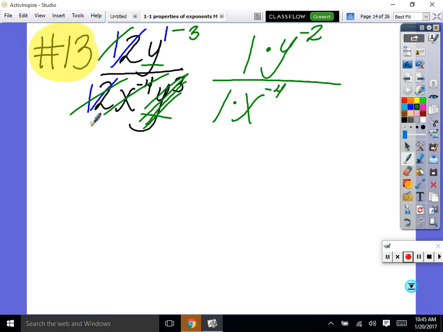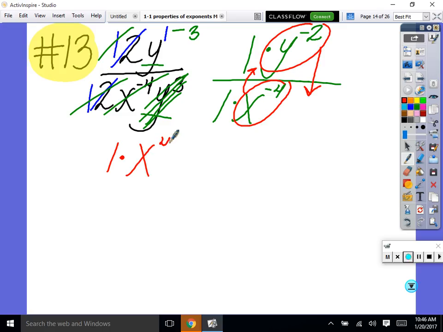But is my final answer acceptable? No, we have some negative exponents that we need to fix. So that base needs to be flipped over the exponent, and then doesn't this need to be flipped? So we have a 1 on top times x to the positive 4, because we just flipped and made that a positive exponent. Now on the bottom, we have a 1 times y to the 2nd, because we just flipped that to make it a positive exponent.